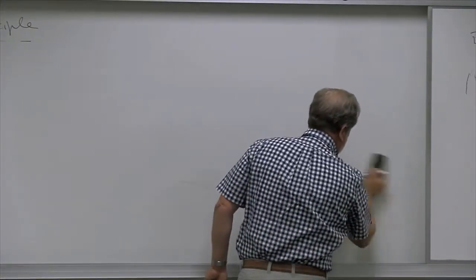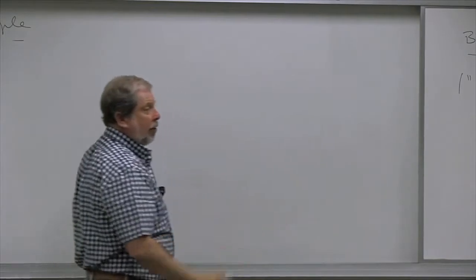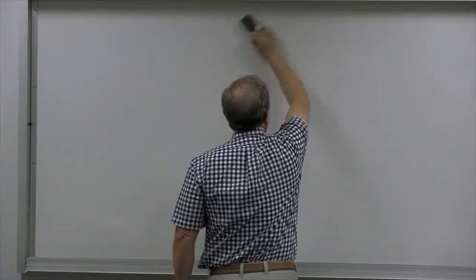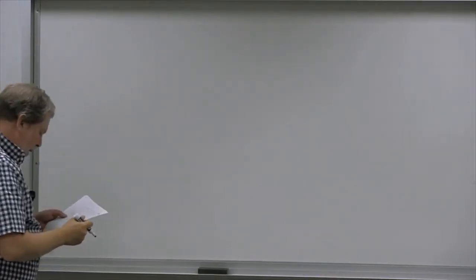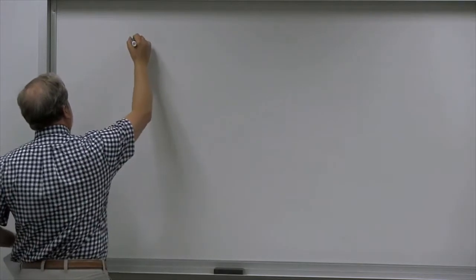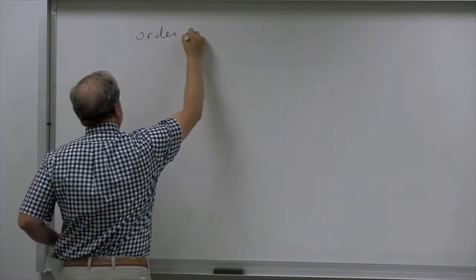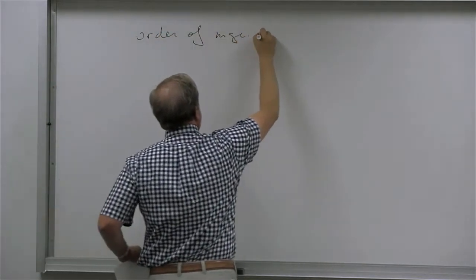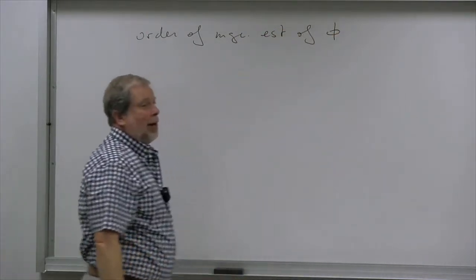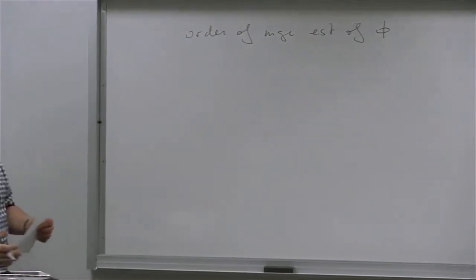That part was easy. What is a little bit more complicated is the coupling of the field to the G mu nu, to the metric, to which we'll come in a moment. But first, let's consider the following fact, an order of magnitude estimate of phi.